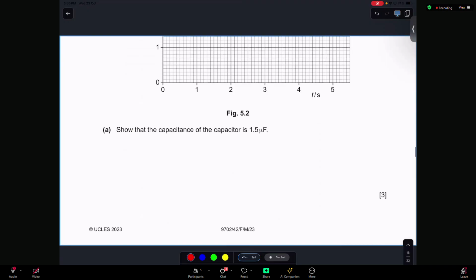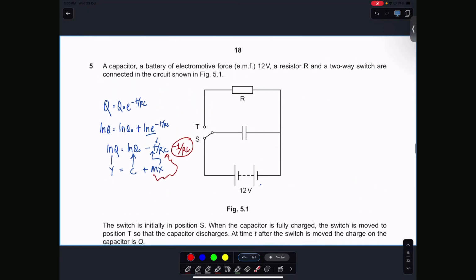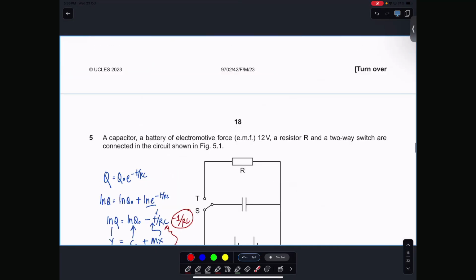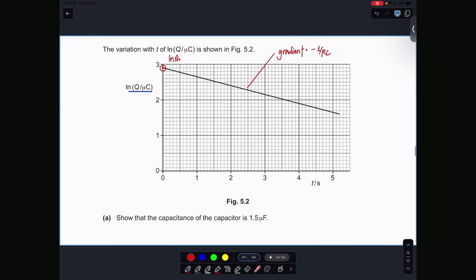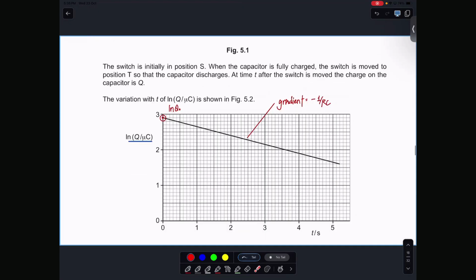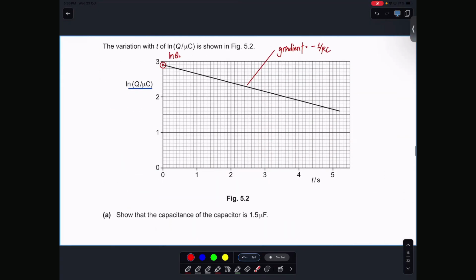Show that the capacitance is 1.5 microfarad. Do we know the resistance? Resistance is R. This is discharge. Okay, it doesn't matter. I think there are other ways of doing this.